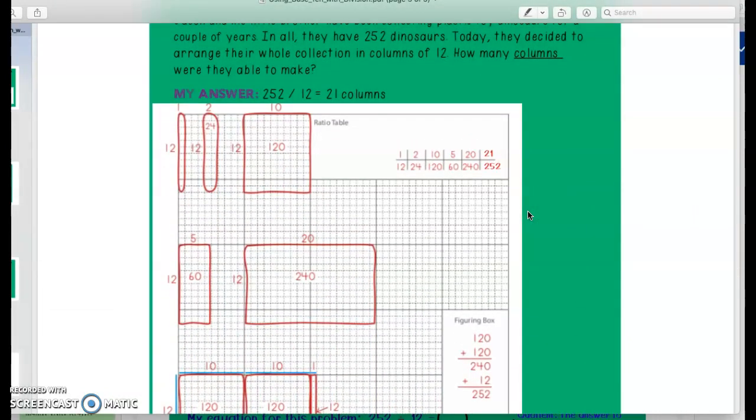Now, if I look at this in total, I notice that 240 plus 12 equals 252.